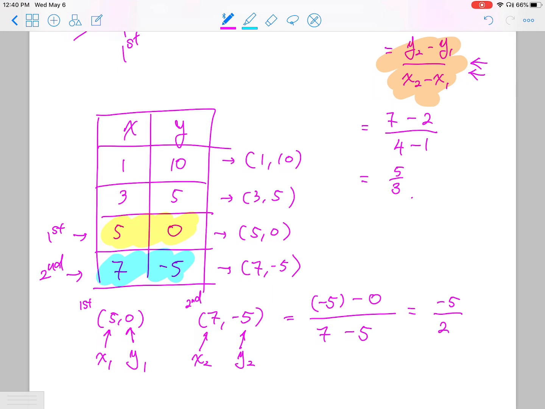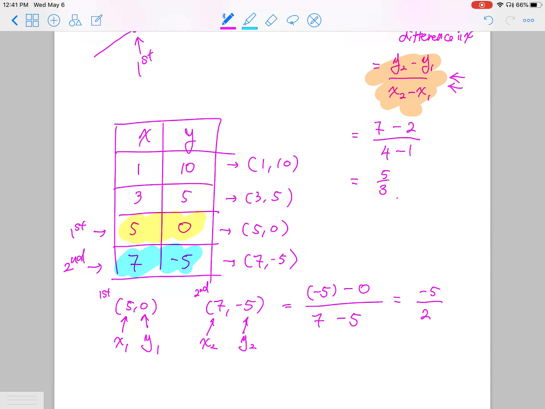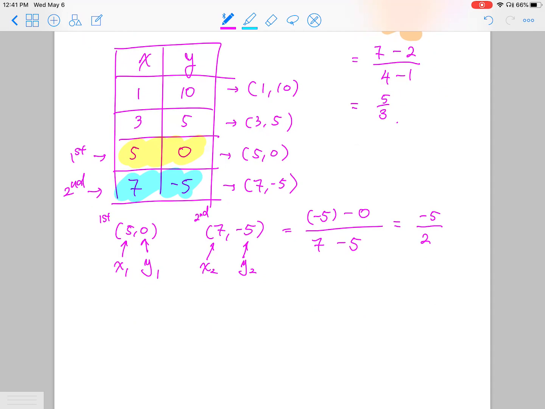Then the question is, what does it mean by negative? Think of it this way. When we go up, we say positive. When we go down, we say negative. Therefore, when the slope is positive, it is an upward trend. So it goes like this. But if m is negative, then it is downward, and it goes down that way.